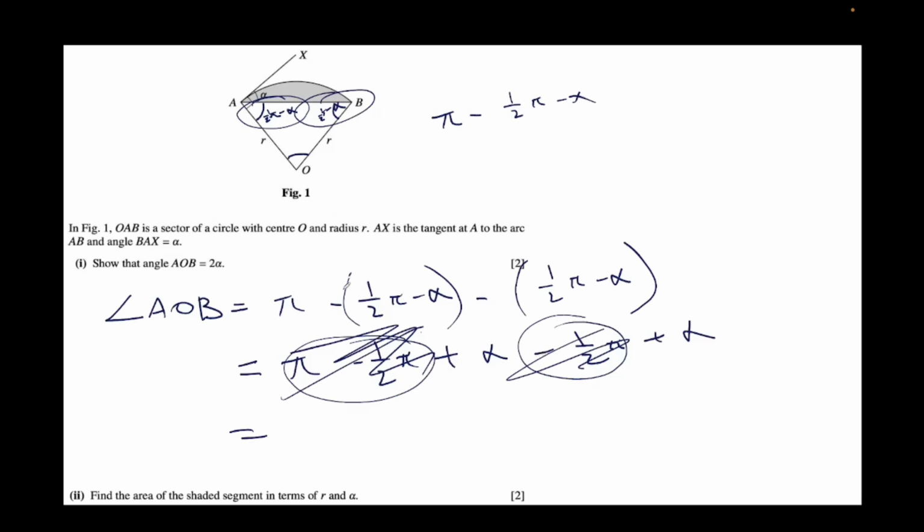If you're wondering why we put brackets over there, remember the rule, whenever there's two things that make up something and you're going to minus that, you better put brackets in front.